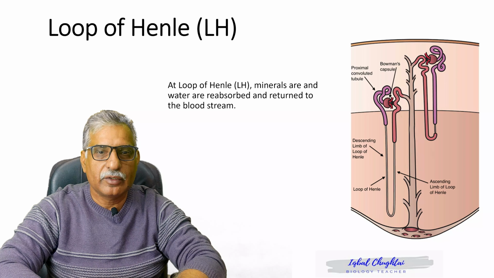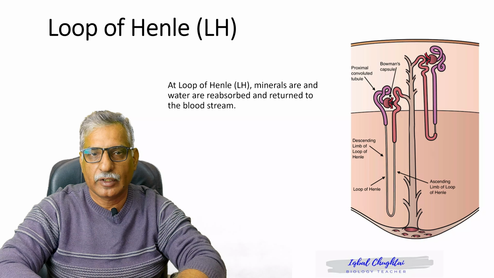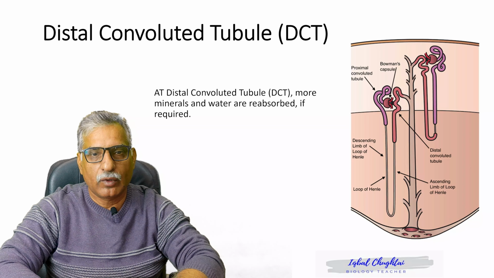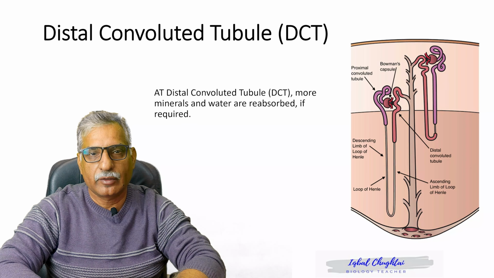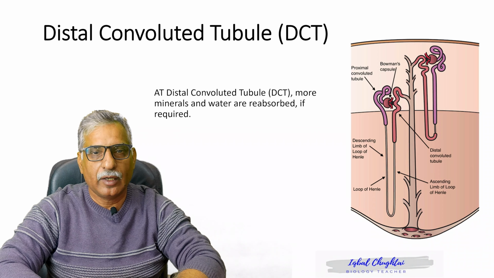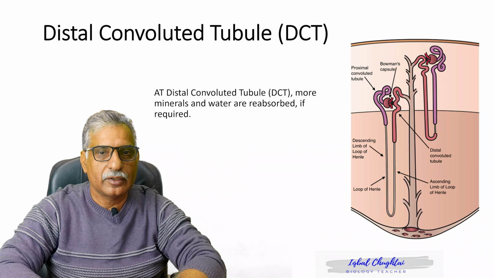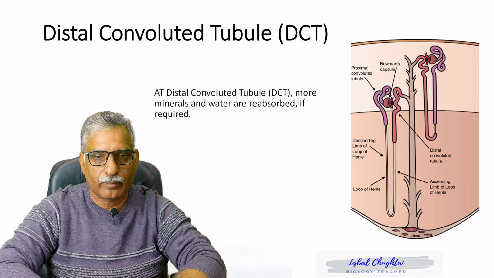Later, this renal filtrate is sent into another coiled part of the nephron, known as the distal convoluted tubule. In the distal convoluted tubule, again mainly water and some mineral ions are reabsorbed, and by the end of the distal convoluted tubule, all the leftover substances in the renal filtrate are generally known as urine.